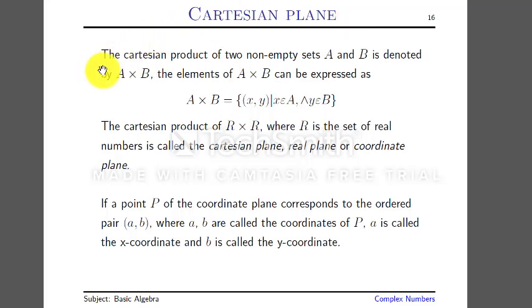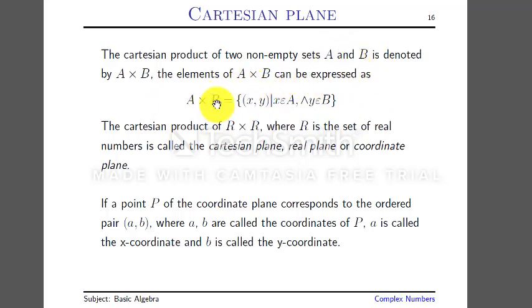Cartesian plane. The Cartesian product of two non-empty sets A and B is denoted by A cross B. The element of A cross B can be expressed as (x, y). This is a general element of this Cartesian product, which must be written in the form of an ordered pair. The first element of the ordered pair belongs to the first set, while the second element of this pair must belong to the second set. So here x belongs to A and y belongs to B. This is the definition of the Cartesian product of two non-empty sets A and B, denoted by A cross B.